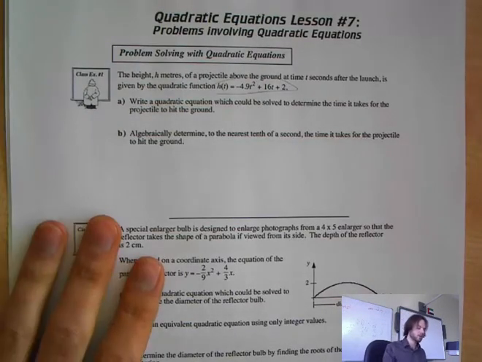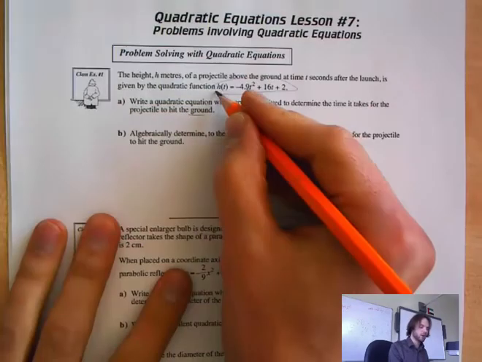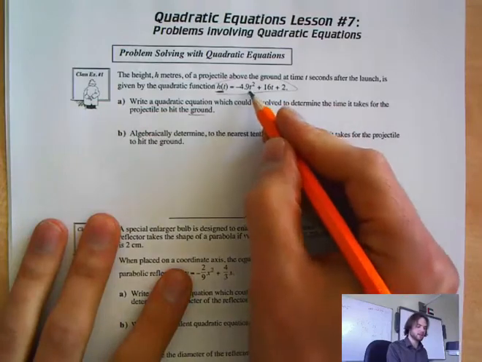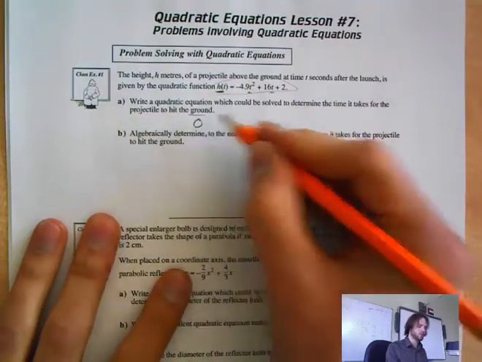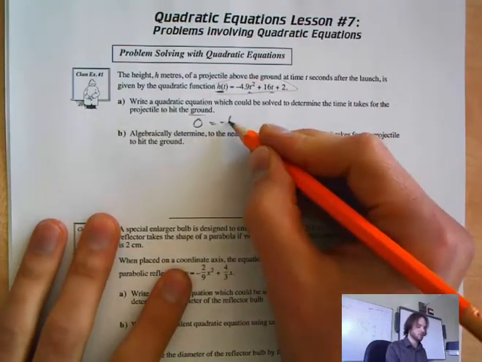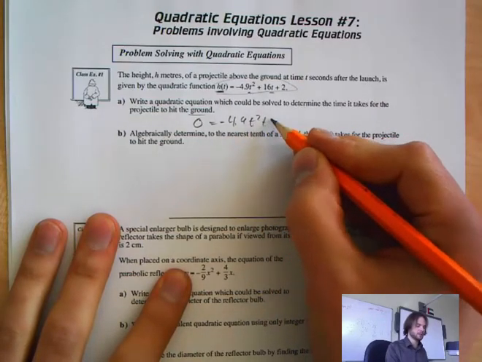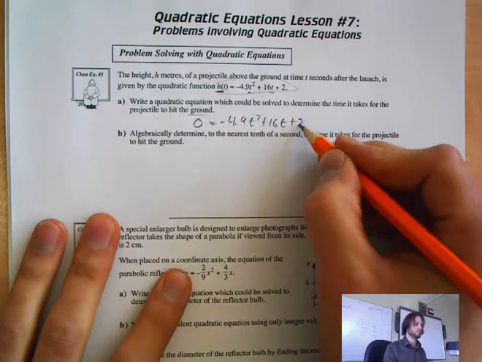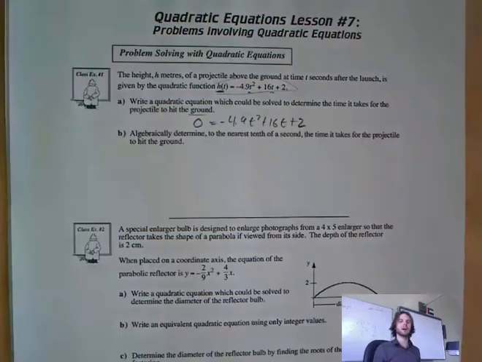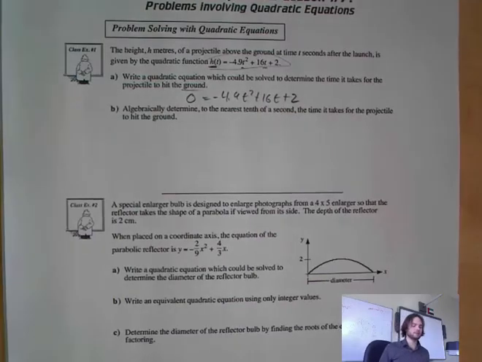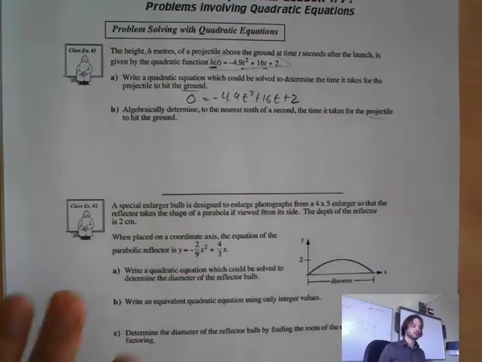ground. Okay, so when it hits the ground, our height, because h of t, h obviously stands for height, t stands for time, our height is going to be 0. So 0 is equal to negative 4.9 t squared plus 16t plus 2. Okay, now let's continue. It says, determine algebraically how much time it took the projectile to hit the ground.